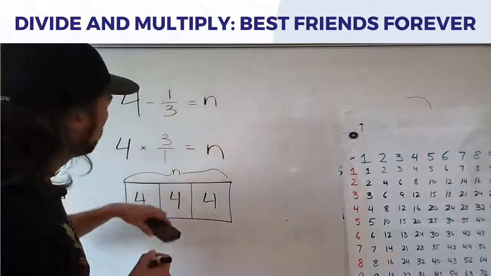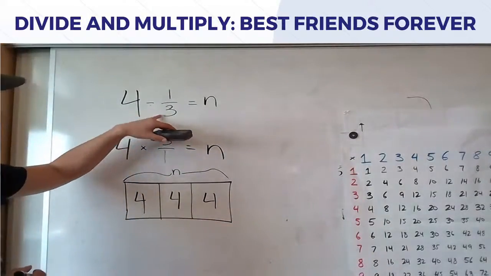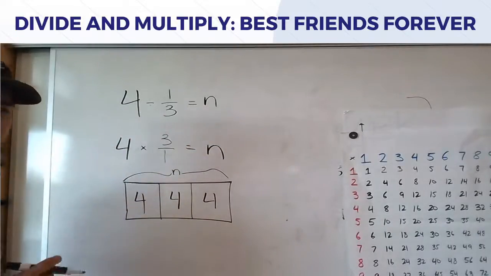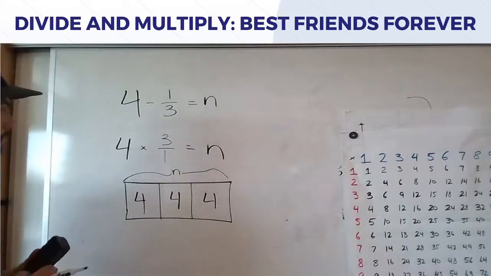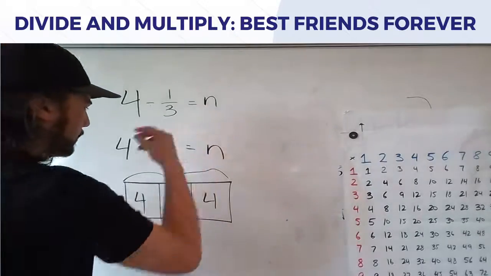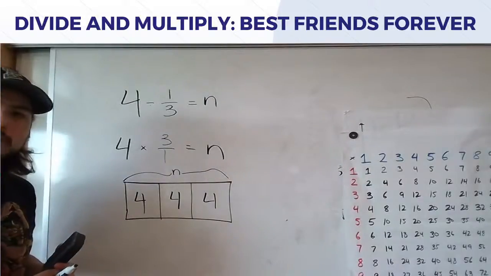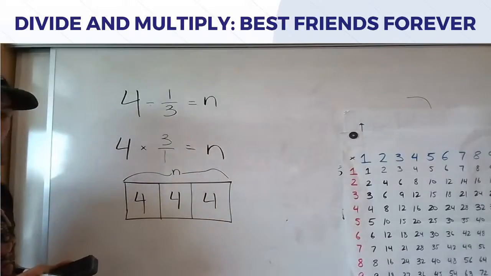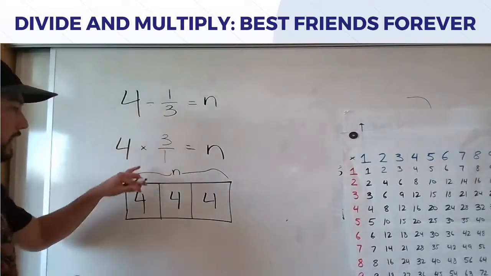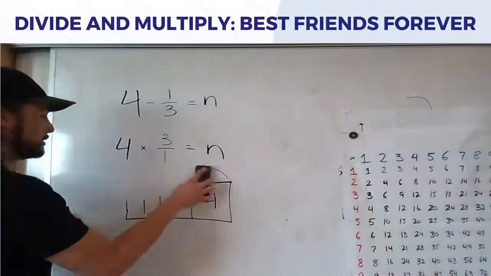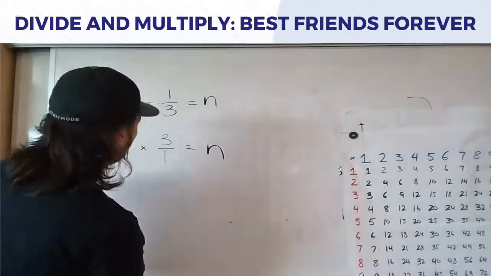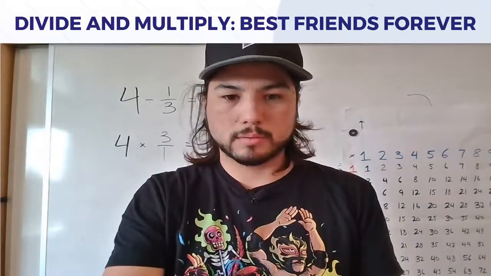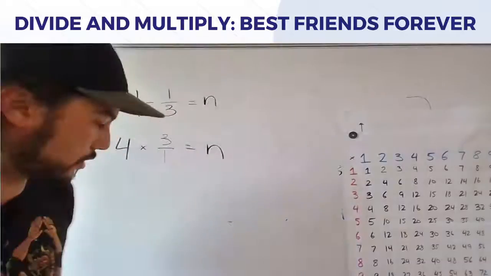Oh. So what we can do if we have a fraction and we're dividing by that fraction, we can just take that fraction and flip the numerator to the denominator and the denominator to the numerator. And we end up with a multiplication equation that matches it. Interesting. I wonder if that works all the time or if this was just a fluke. Let's try one more and find out.